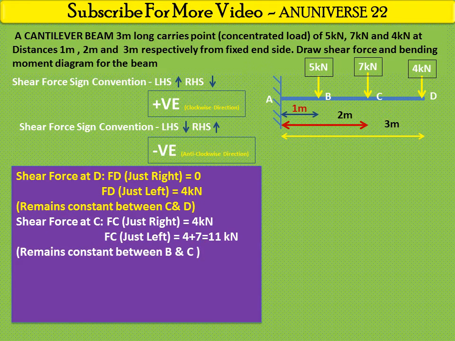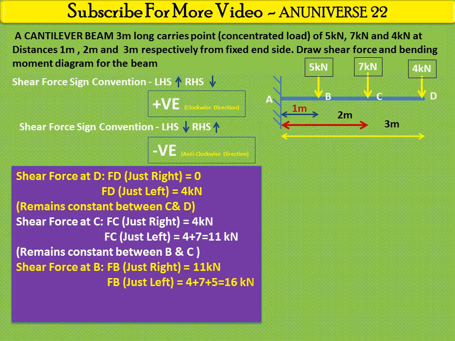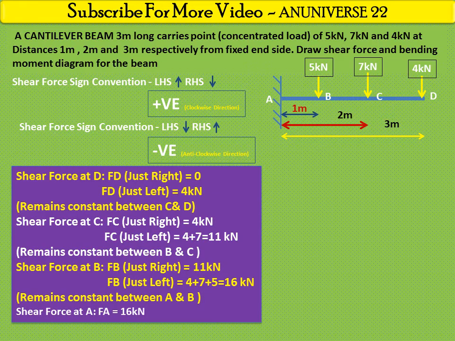This 11 kN remains constant between B and C, so FB just right equals 11 kN, and FB just left includes the 5 kN also. So it becomes 5 plus 7 plus 4 equals 16 kN, and this remains constant up to point A, because there is no other load acting on the portion between A and B. So at FA it is also equal to 16 kN. Now we draw the shear force diagram.